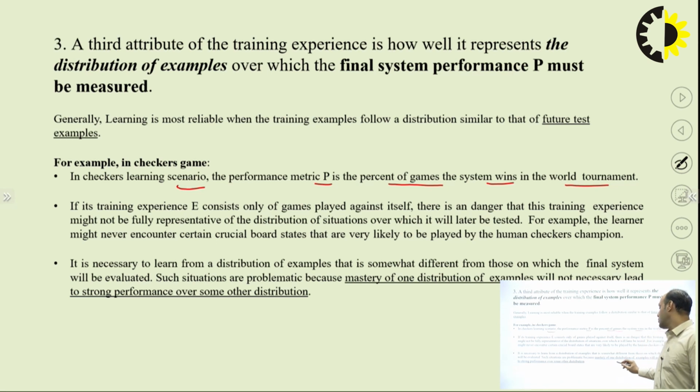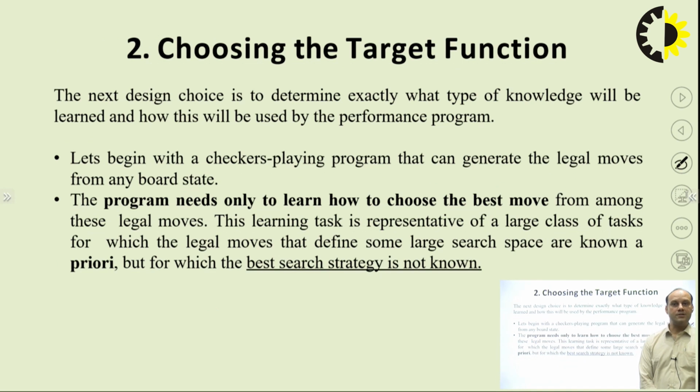So by doing this, one can master the distribution of examples, which will not necessarily lead to strong performance over some other distribution. So we will keep in mind these three important attributes while designing a learning system. Second, after choosing the experience, we will choose the target function. Target function means we will derive an equation, and according to that equation, our system will behave.